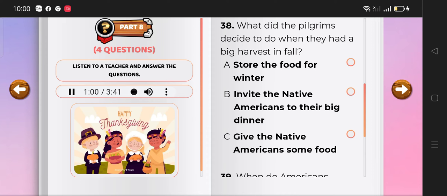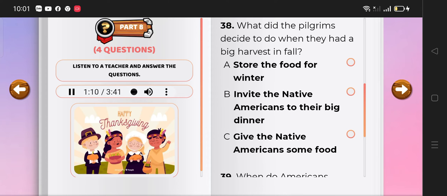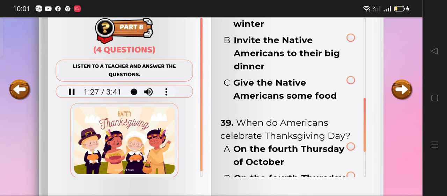In the fall, the pilgrims gathered a big harvest. This means that they had a lot of food to eat. They decided to have a big dinner. They invited their Native American neighbors to celebrate with them. The pilgrims were thankful that they had settled in a new place and started a new life.